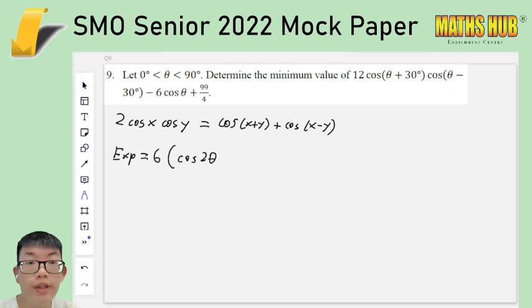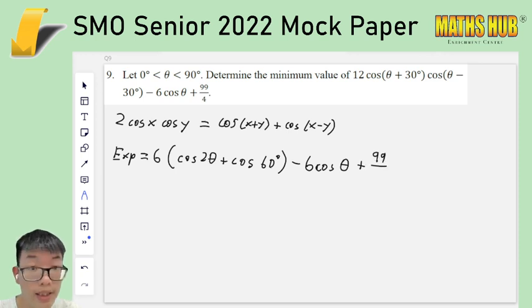The difference between them is 60 degrees, so cosine 60 degrees. We are reasonably happy with this. The things behind, I'll just leave it first. And cosine 60 degrees is half, so that's okay. Cosine 2 theta and cosine theta, we are okay with that because we can apply the double angle formula on cosine 2 theta as well.